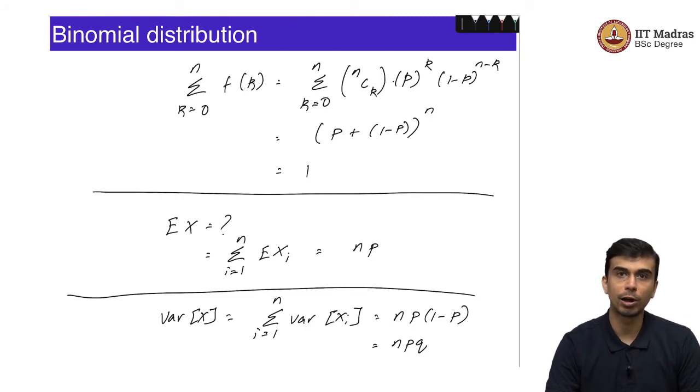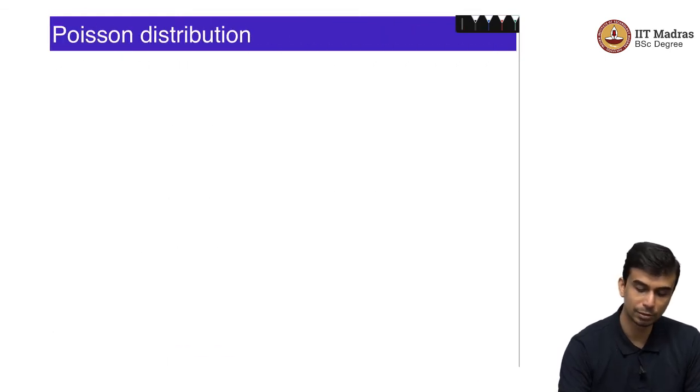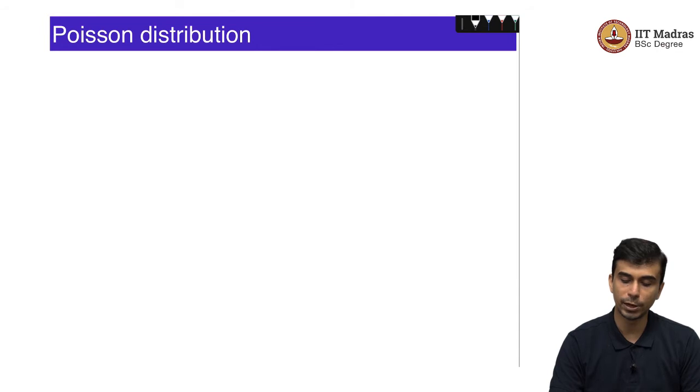Sometimes you might see 1 minus p called q, so just npq. That is another standard way. So, that means that we have the mean of the binomial distribution is np and the variance is npq.